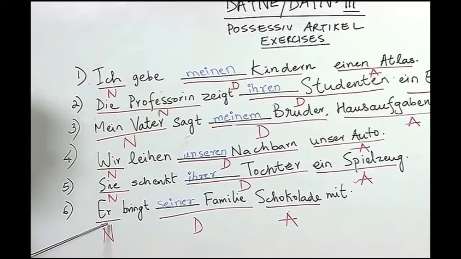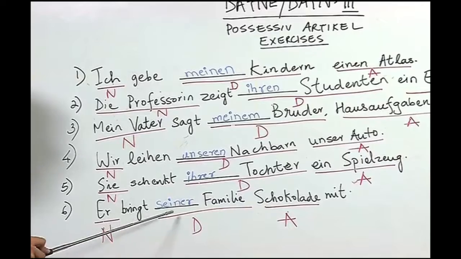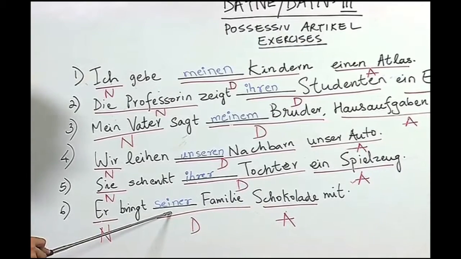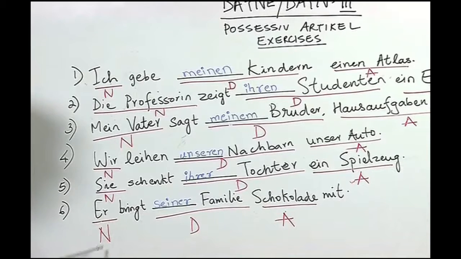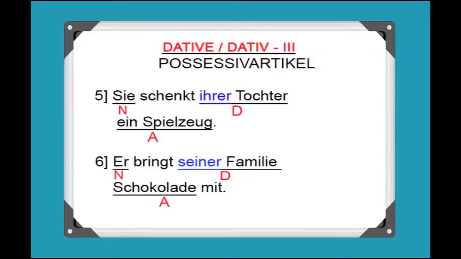Here also in sentence number 6, the student correctly deduced from the personal pronoun er that the possessive article needs to be seiner because it is dative, and the other student correctly marked the parts of the sentence, where er is the nominative, seiner Familie is the dative, and Schokolade is accusative.